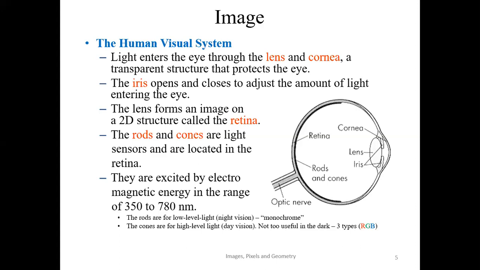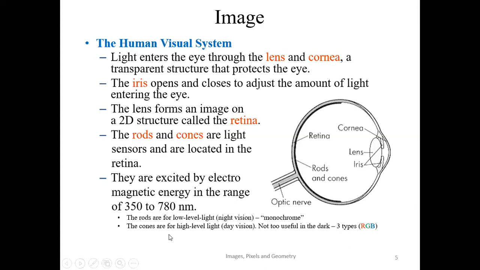Now the rod cells are for low level light. That means we use rods for watching in the dark, in night vision. And the cones are for high level light, the day vision. So using a combination of these two, we can see in the night or in the day.